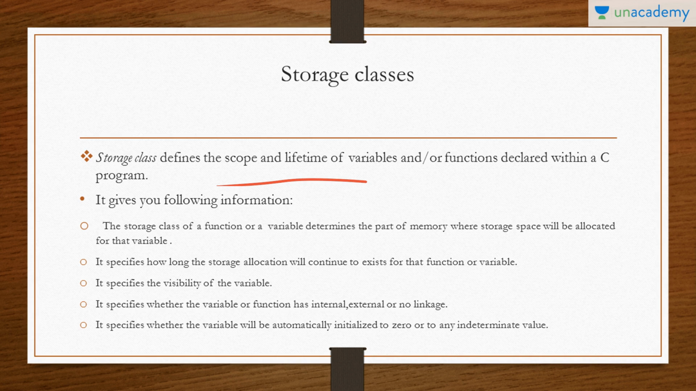The storage class of a function or a variable determines the part of memory where storage space will be allocated for that variable, meaning primary memory location or secondary location. And it specifies how long the storage allocation will continue to exist for that function, which means it will specify the time period.